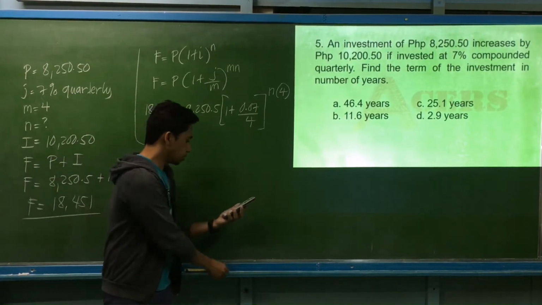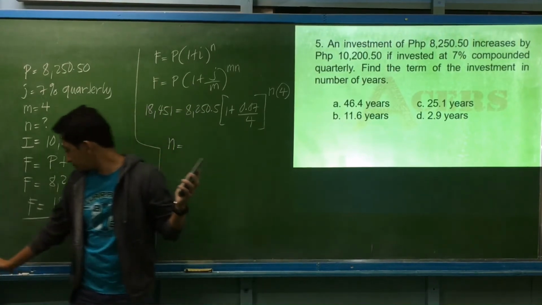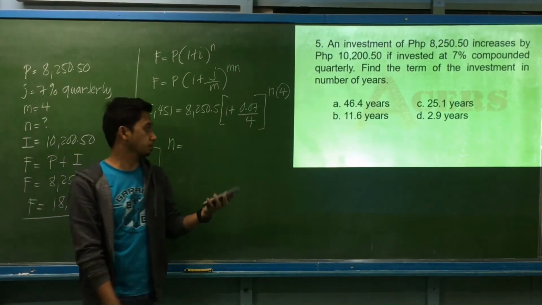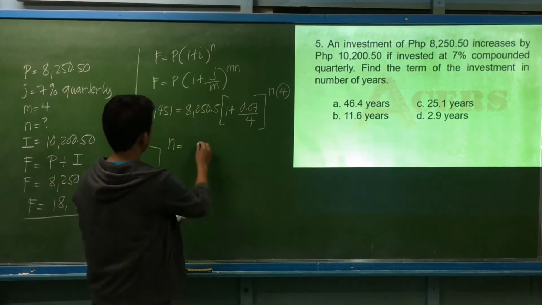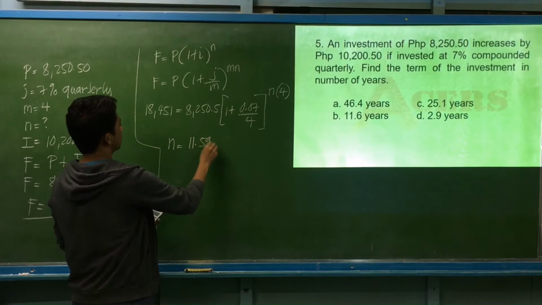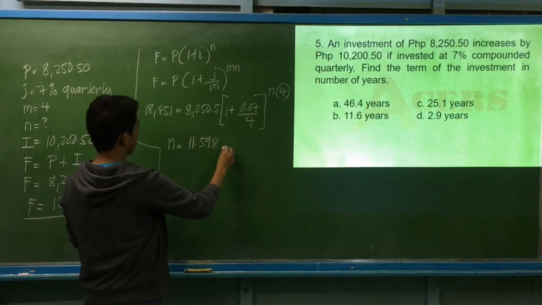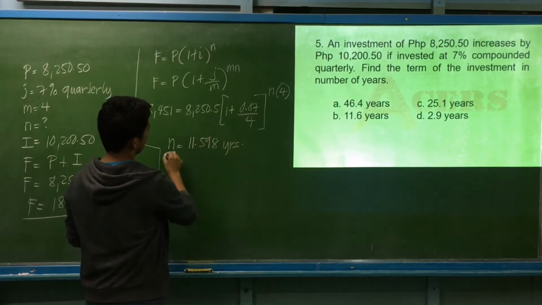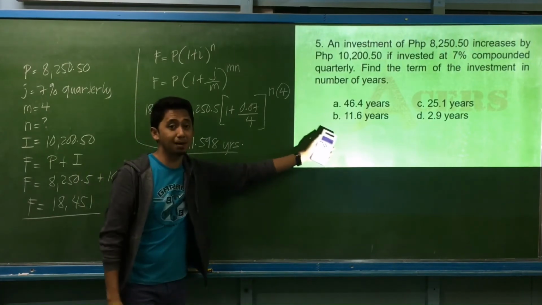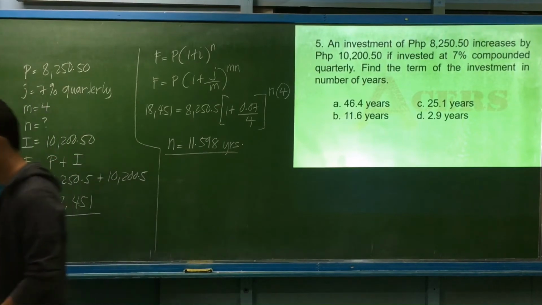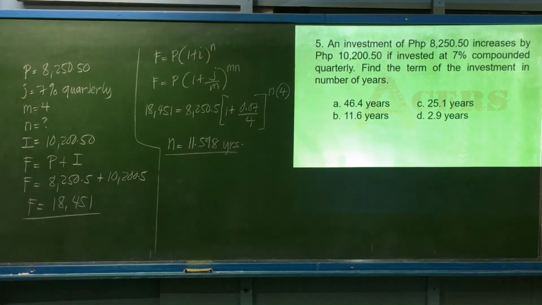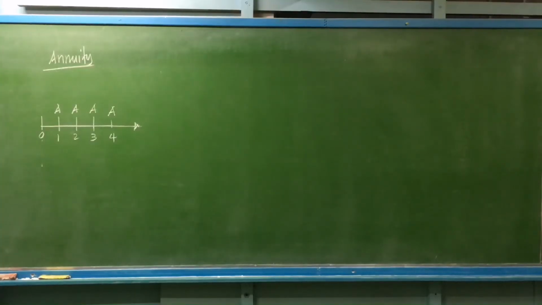How many seconds will it take to solve for that value? We have 11.598 years. So in our choices, the nearest value we have is letter B, 11.6. We proceed to the next topic.